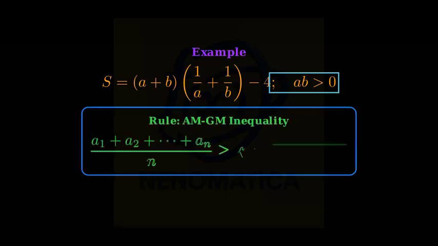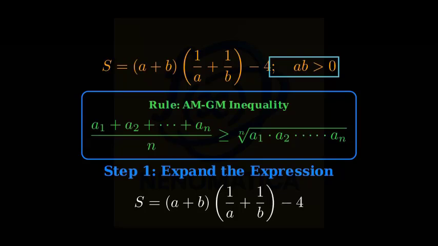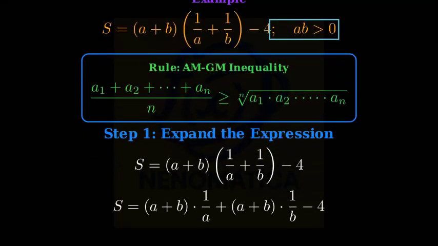For this problem, we'll need to use the AM-GM inequality, which states that for positive numbers a1, a2 up to an, the sum of a1, a2 up to an divided by n is greater than or equal to the nth root of their product. Now, let's expand the expression for S. We have (a plus b) times the sum of 1 over a plus 1 over b, minus 4. First, let's multiply the terms inside the parentheses.